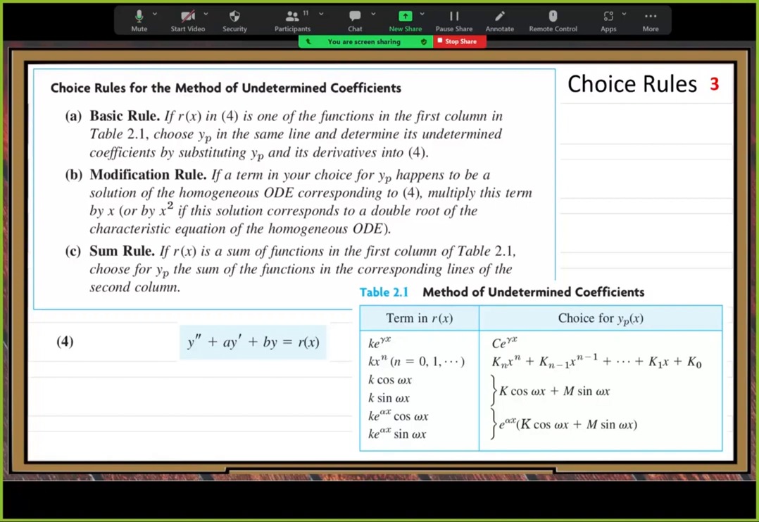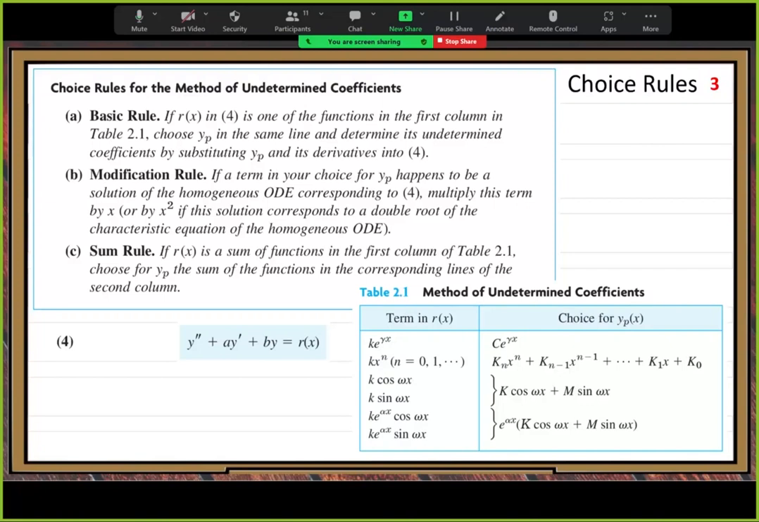If the functions are other than these, then that method would not work. It works only for these special functions, and for combinations of these functions.